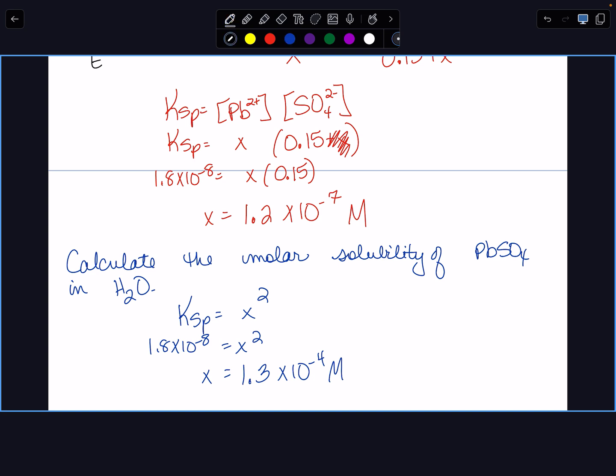Now, let's look at predicting a precipitation reaction.